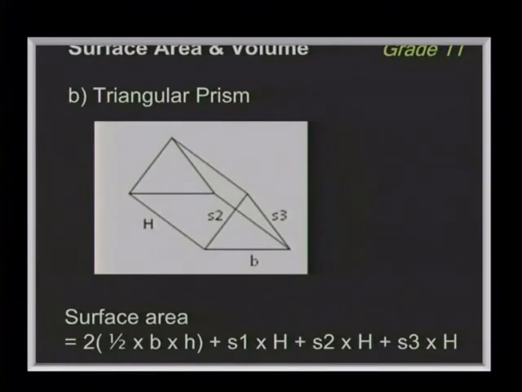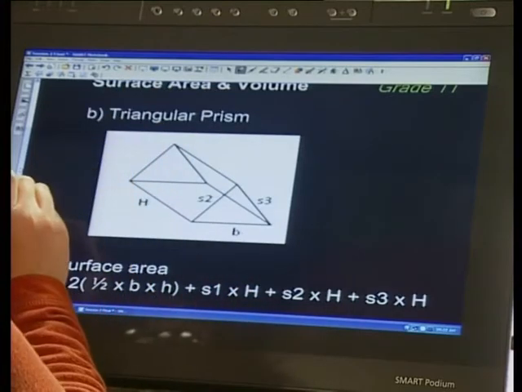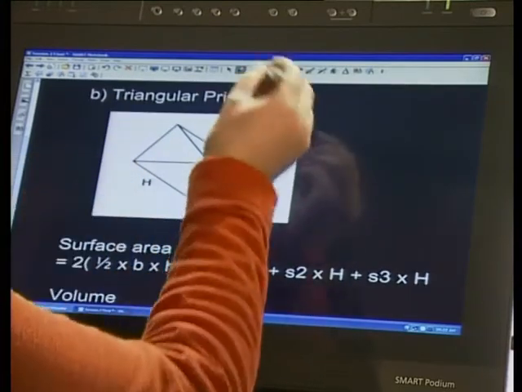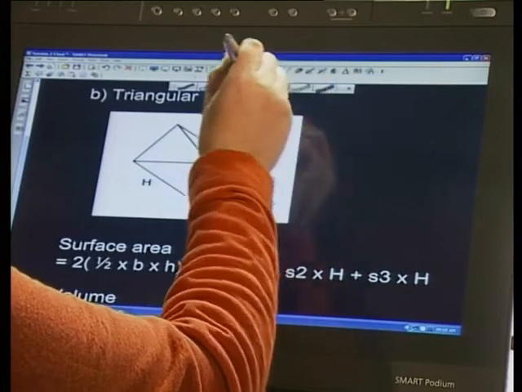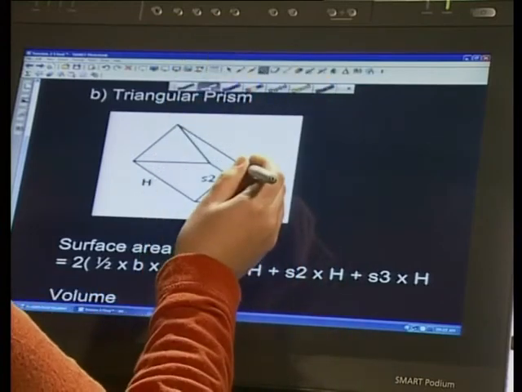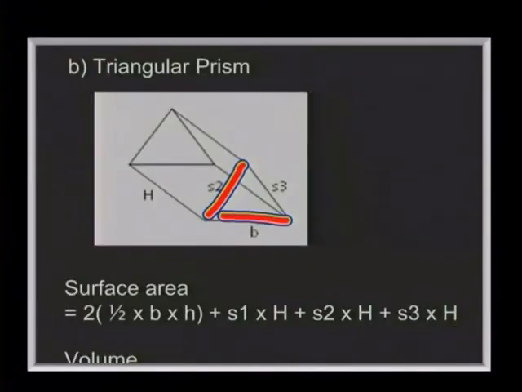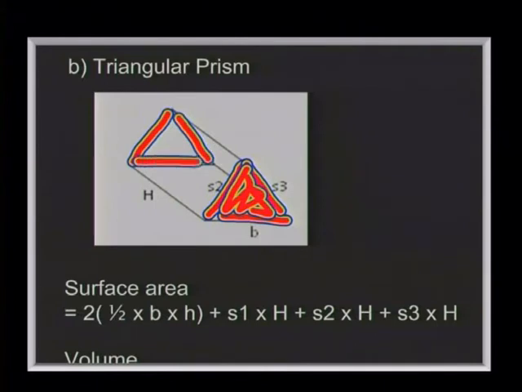Triangular prism, it looks a little bit like a tent. First, let's look at our surface area. So, our surface area of our tent is 2 triangles. So, we've got a triangle here. That's one triangle, and we've got the second triangle there. So, the surface area is 2 triangles and 3 rectangles.